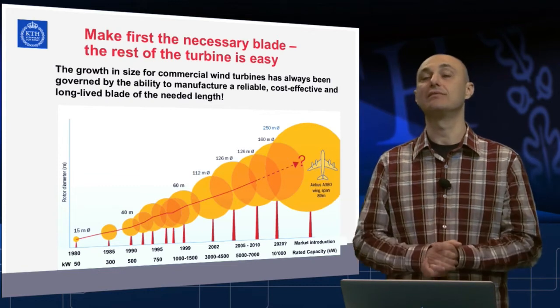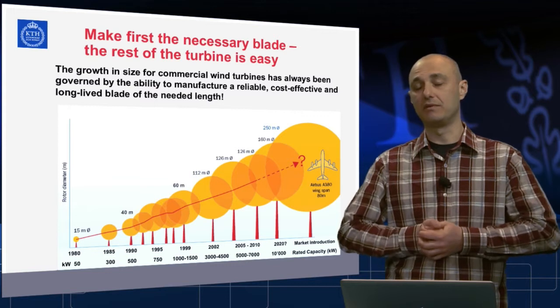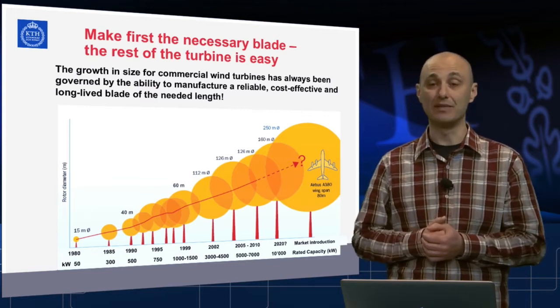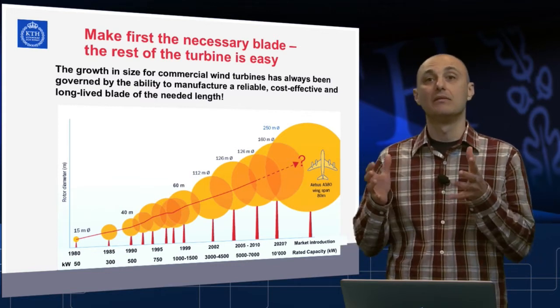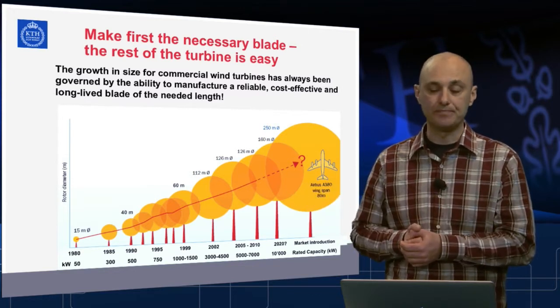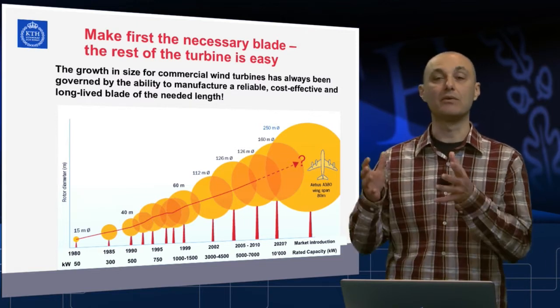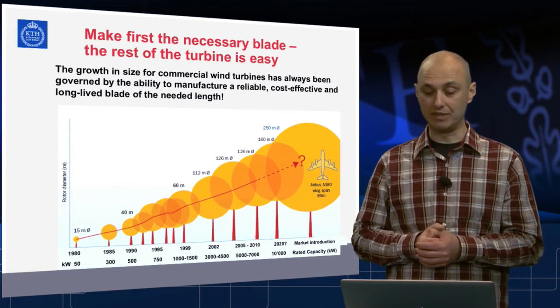Actually, the rest is very easy. Even if not just available off-the-shelf components, everything is definitely tailor-made. Having the blade means that the rest is just mechanical and electrical engineering. Building long blades has always been the governing or the limiting factor for wind turbine development.